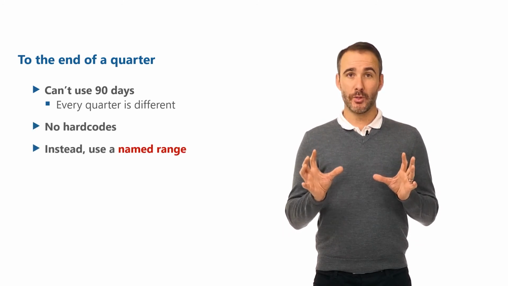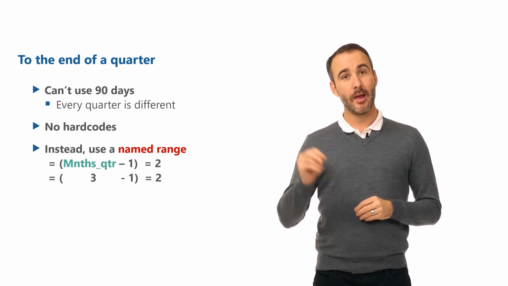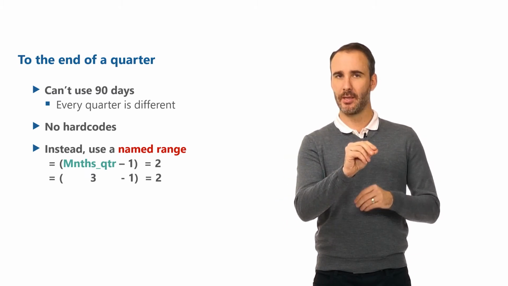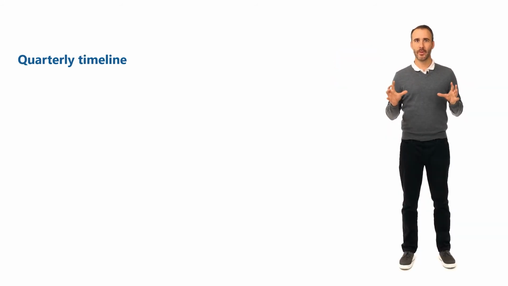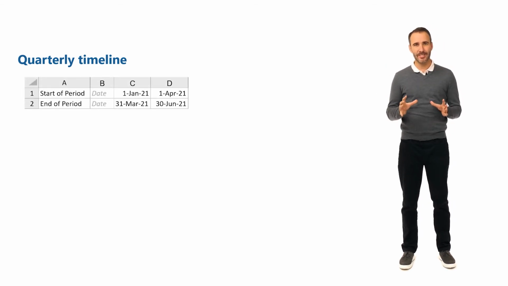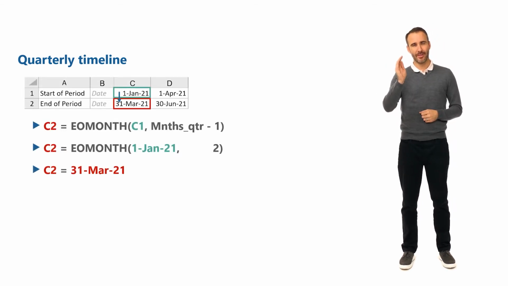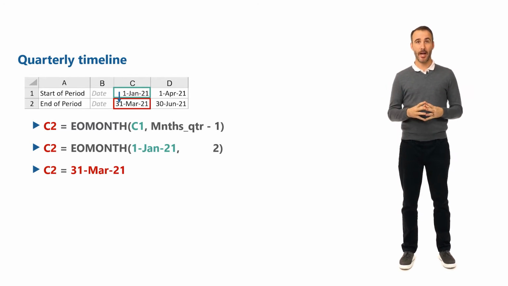We don't want to use a hard-coded 2, so we replace that with a named range of months per quarter, which equals 3, minus 1 equals 2. So back to our quarterly timeline. Our calculations are as follows. For the end of the first quarter, C2 equals EOMONTH(C1, months per quarter minus 1), which equals the 31st of March 2021.